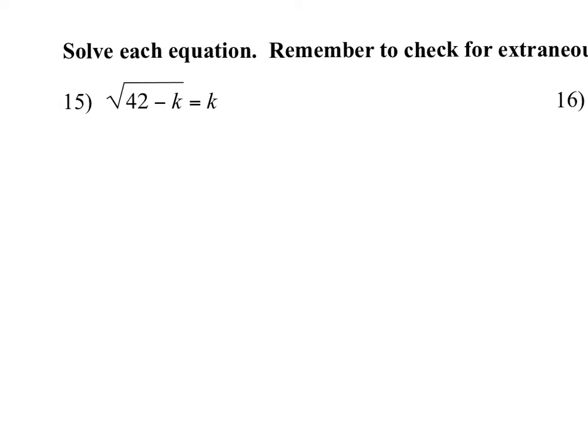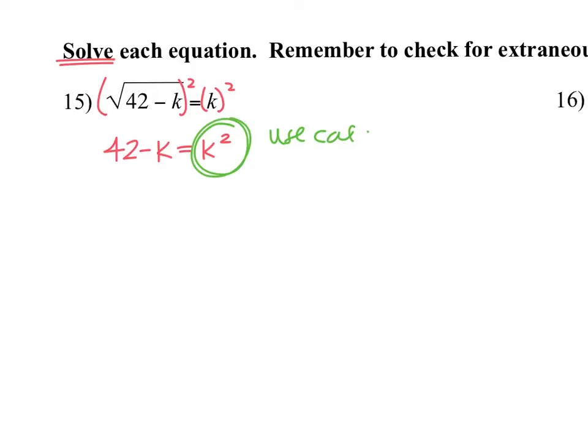Okay, last little bit here, we're solving equations. So 15 through 17 are all going to be very similar. To undo square root, we have to square both sides. Remember, the square root and the square cancel, so this is just 42 minus k. And then k squared on the other side. And k squared means you're going to have to use your calculator, which also means you need to get it to equal 0 first. So I'm going to move my 42 over and the k to the other side.